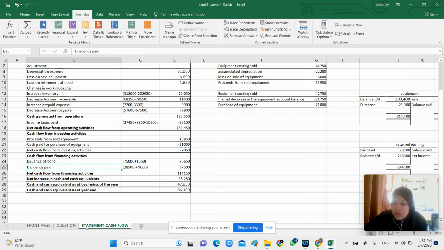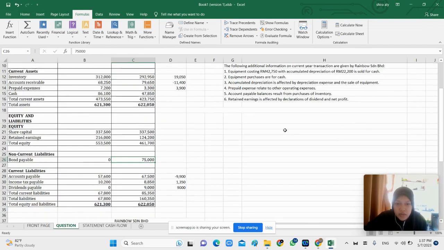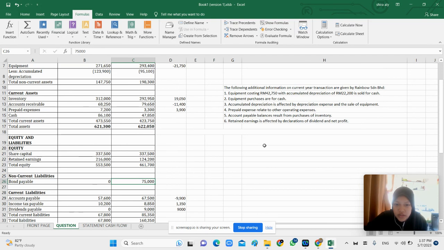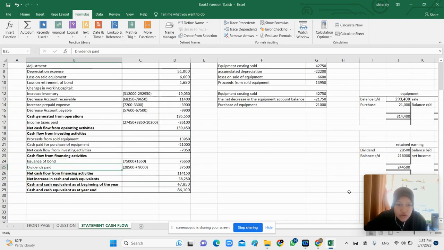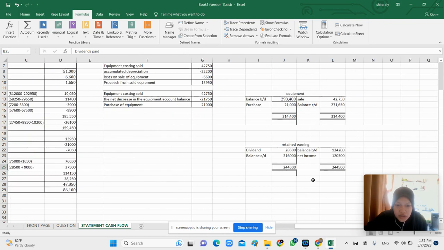For dividend paid, we will see in additional information they give about dividends. So as we can see, retained earnings is affected by declaration of dividend and net profit. So for this one, we will do some T account here for retained earnings. We want to find the dividend distributed. After we put the balance b/d for retained earnings and net income, and then we calculate, we will get the dividend distributed.